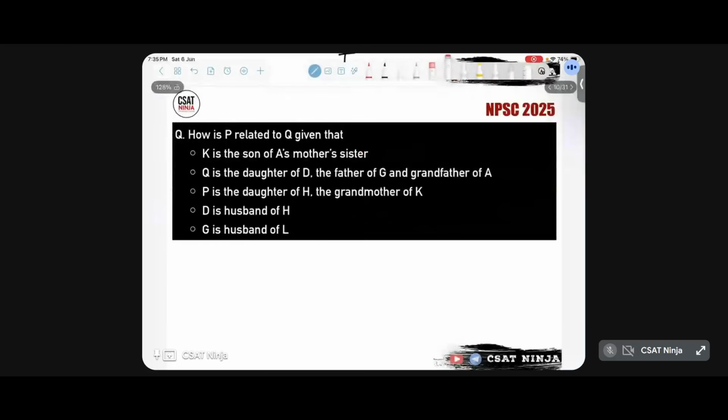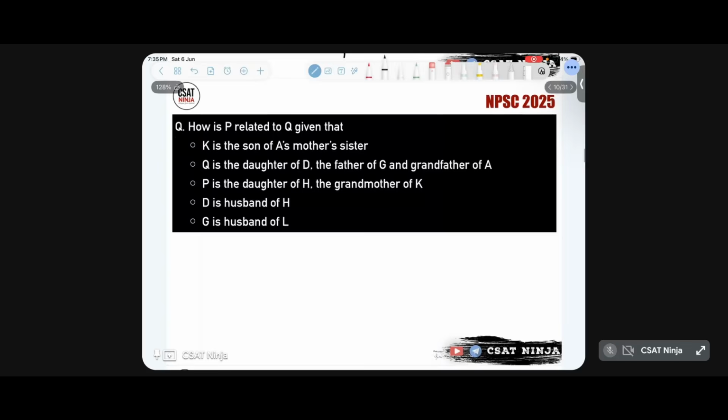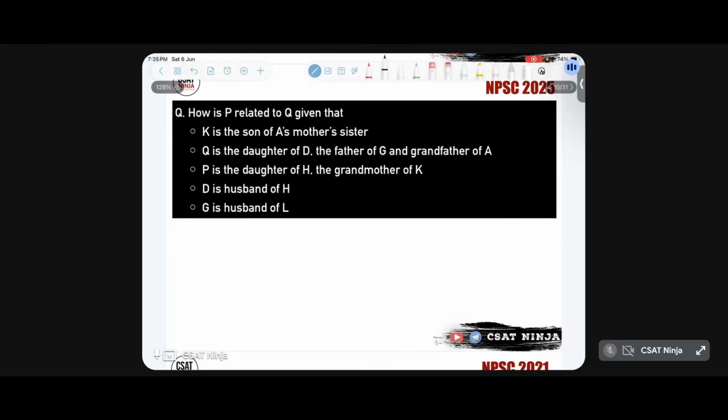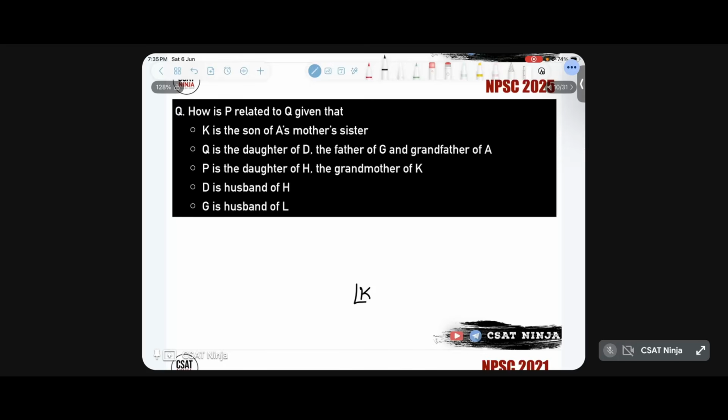NPSC 2025 question. Now, a similar type of question only. How is P related to Q is asked. Let's start with the statement. K is the son of A's mother's sister. Okay, it's quite lengthy here. I'm going to write it this way. K is the son of A's mother's sister.